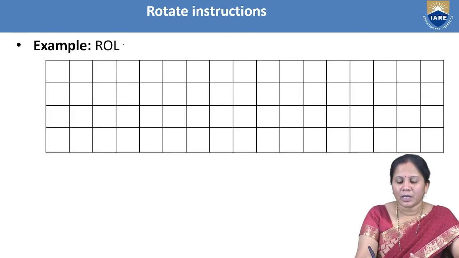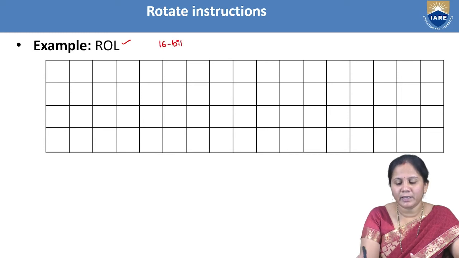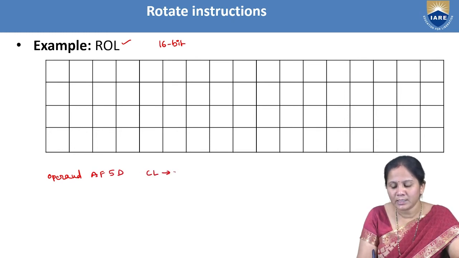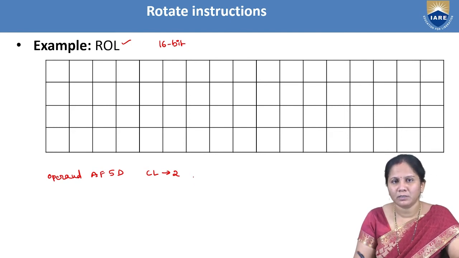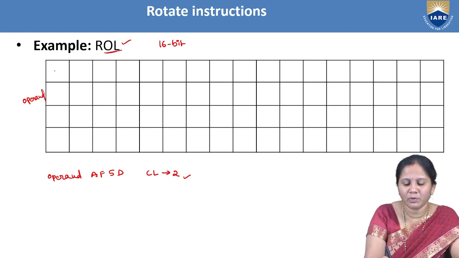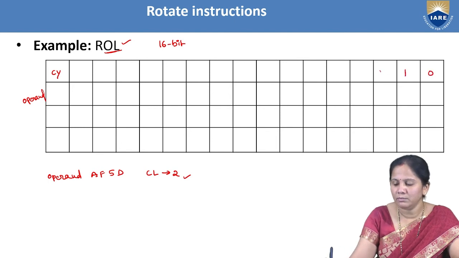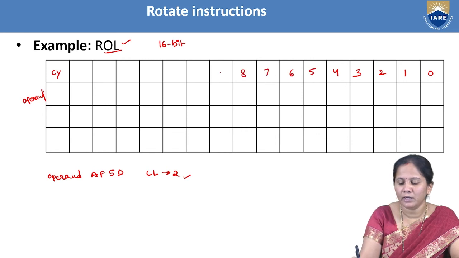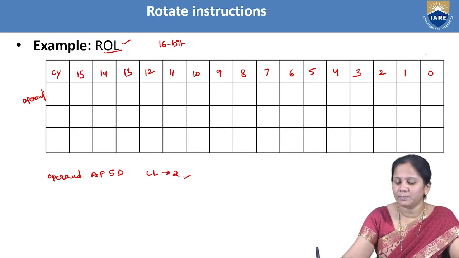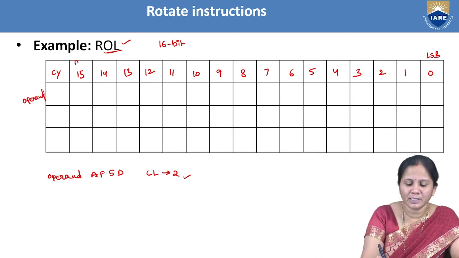Now, considering this ROL instruction, let us consider 16-bit data. Consider the operand A, F, 5, D, and the value of count as 2. When this rotate left instruction is executed 2 times, how will the content change? This is rotate left, so the carry bit will be at the left side, and here are the bits 0, 1, 2, 3, 4, 5, 6, 7, 8, 9, 10, 11, 12, 13, 14 and 15. Here this represents the LSB bit, and this represents the MSB bit.